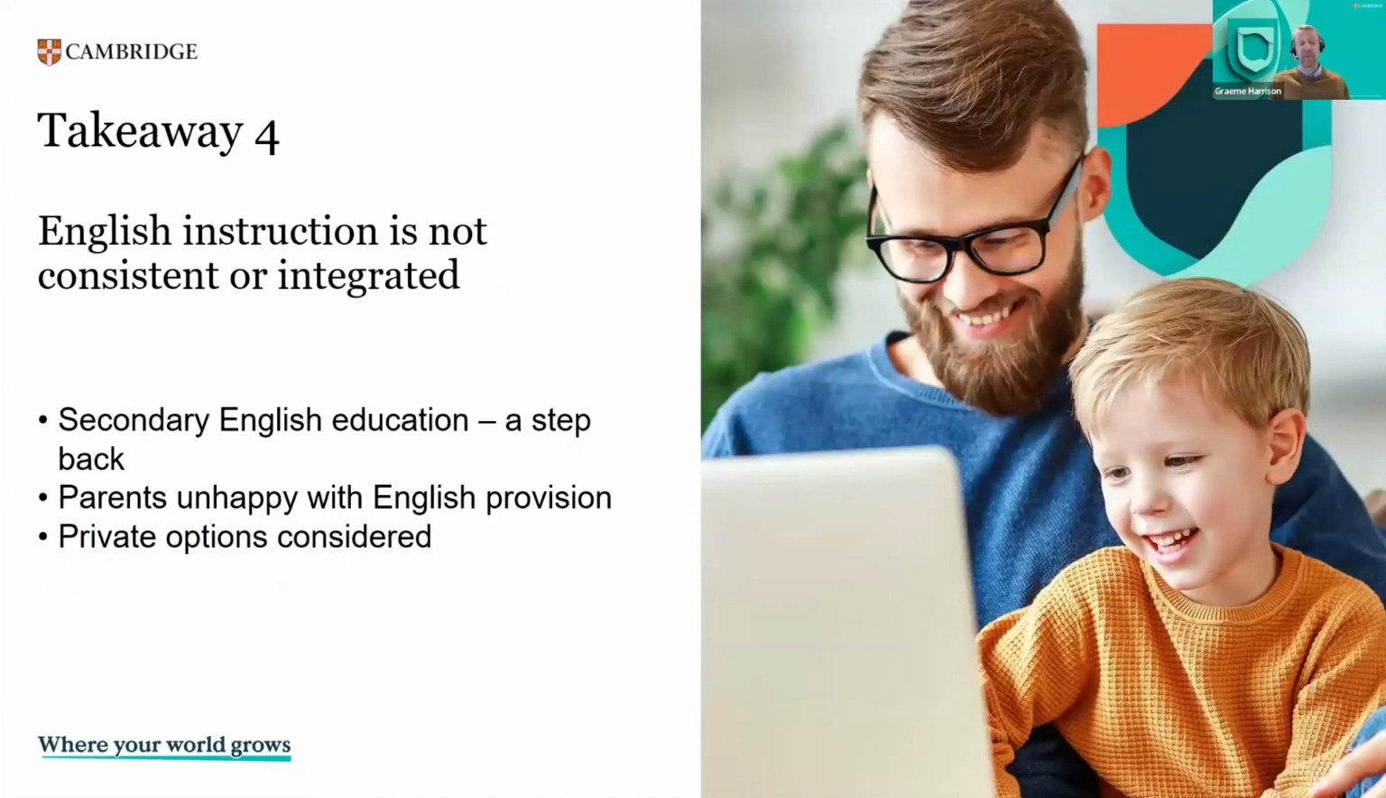But unfortunately, we did find that a lot of the parents commented that English instruction is not consistent or integrated. When they moved from primary school to secondary school in the state system, some of the children were actually going back to zero. They were starting again as complete beginners in secondary school, which is very demotivating for the students, and the parents were very unhappy with that, generally speaking. Which meant they were talking about private options, either secondary school or perhaps language schools in the evening after school, so that the students could keep up with their work.